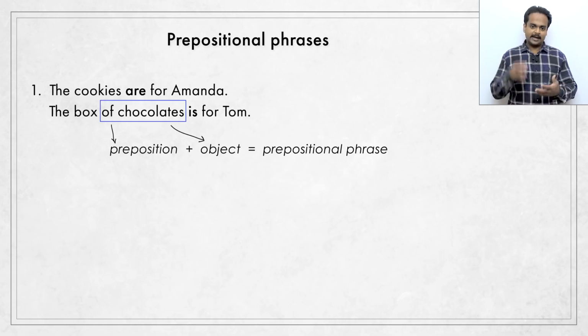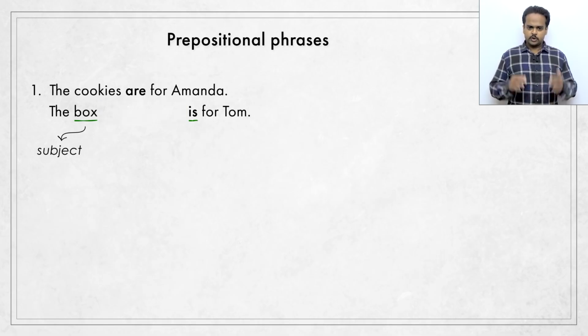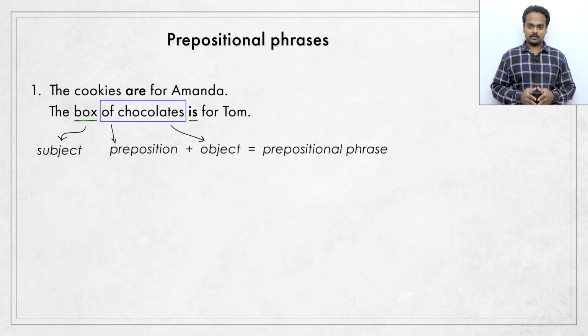It's a box which has chocolates inside. So the real subject of this sentence is the box. This is a singular noun, that's why we have is. The prepositional phrase is just extra information, so you can mentally block it out. Now it's easy. The cookies are for Amanda, the box is for Tom. What box? The box of chocolates.